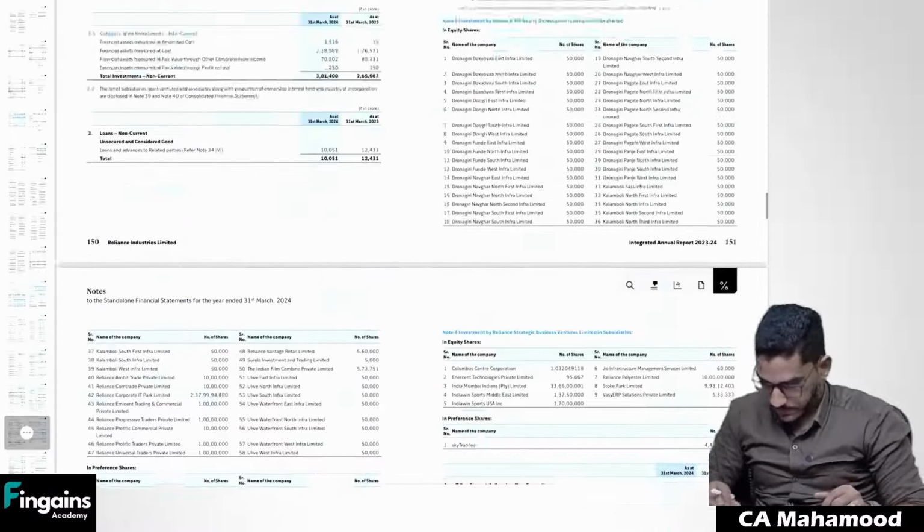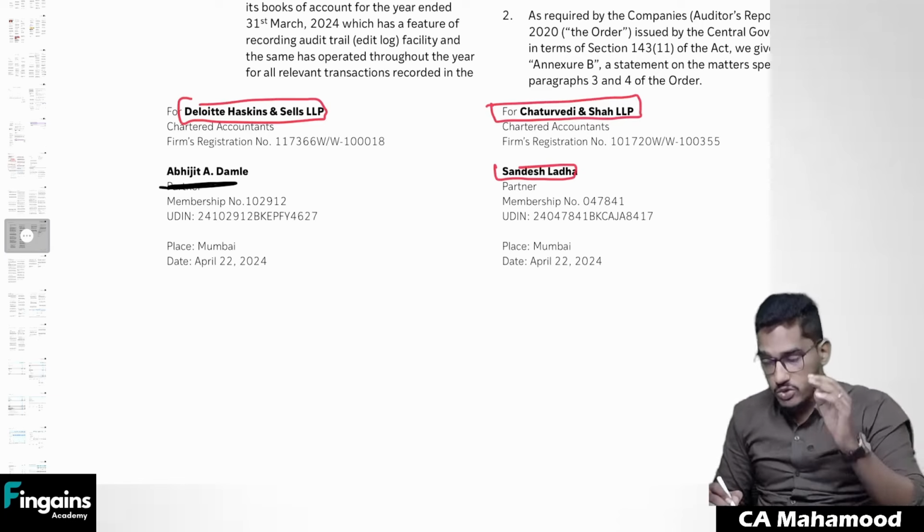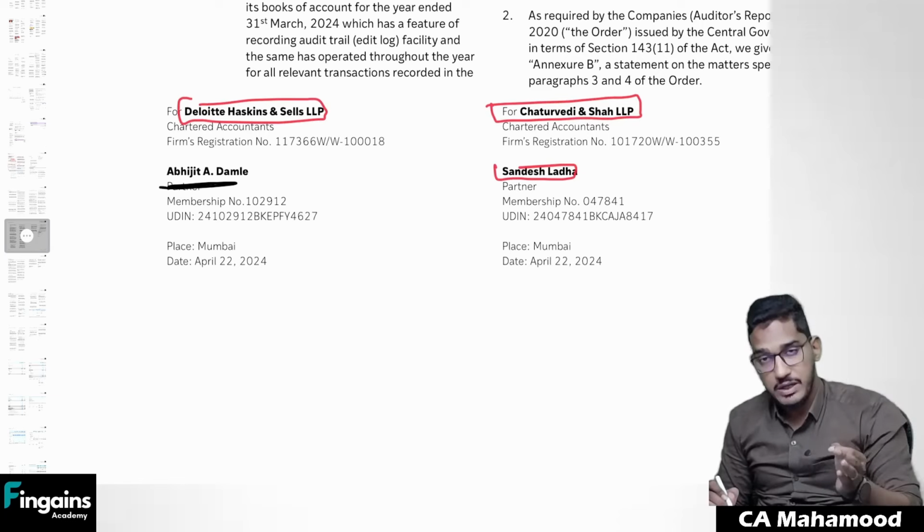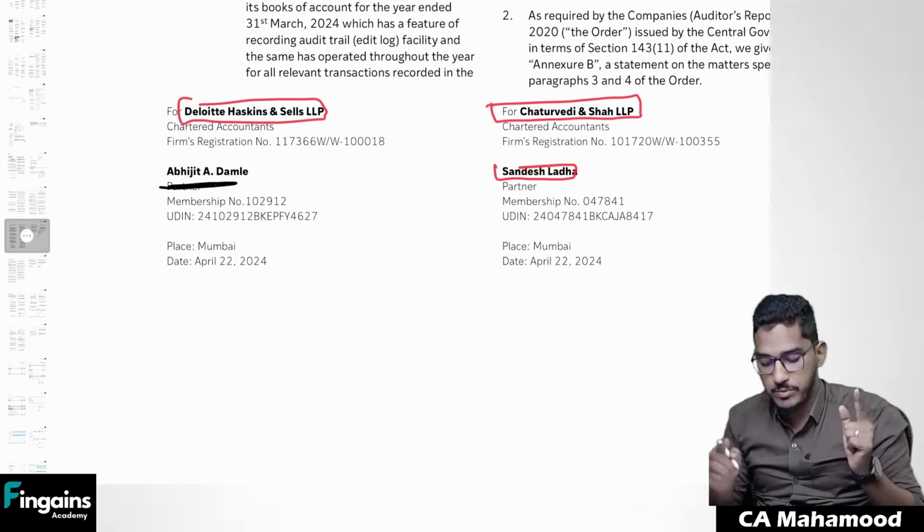See here. So this is the audit report of Reliance Industries Limited, and as you could see, there is one partner who is signing on behalf of the firm Deloitte Haskins and LLP. There is another partner who is signing the audit report on behalf of the firm Chaturvedi and Shah LLP. So for the same financial year, for the same company, for the same scope of work, two firms have been appointed, Deloitte and Chaturvedi and Shah. So the Reliance Industries Limited audit is a joint audit.